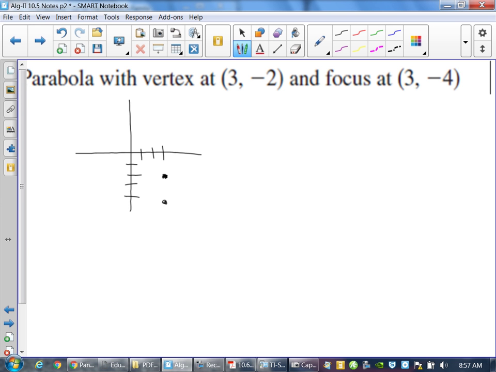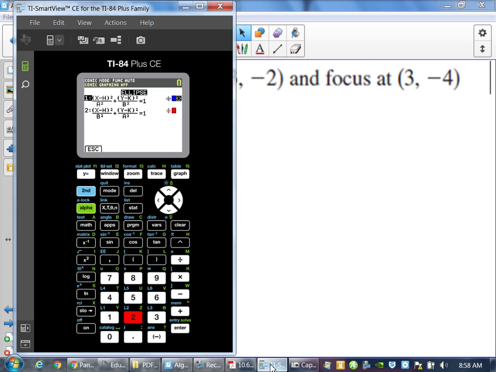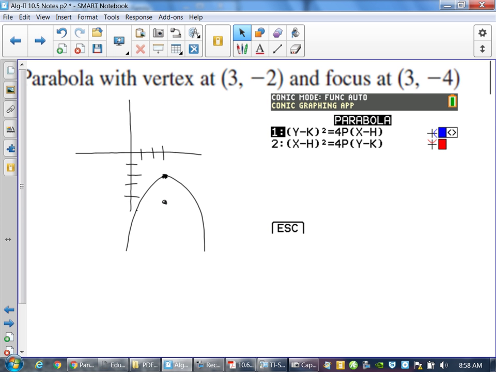Which way is this opening? Down. Very good. So what it's doing is opening downward. Which one of these opens up or down? It's an x squared. This would be an x squared parabola. Now, since it's opening downward, that means it's going to have to be a negative p value. Everybody okay with that?